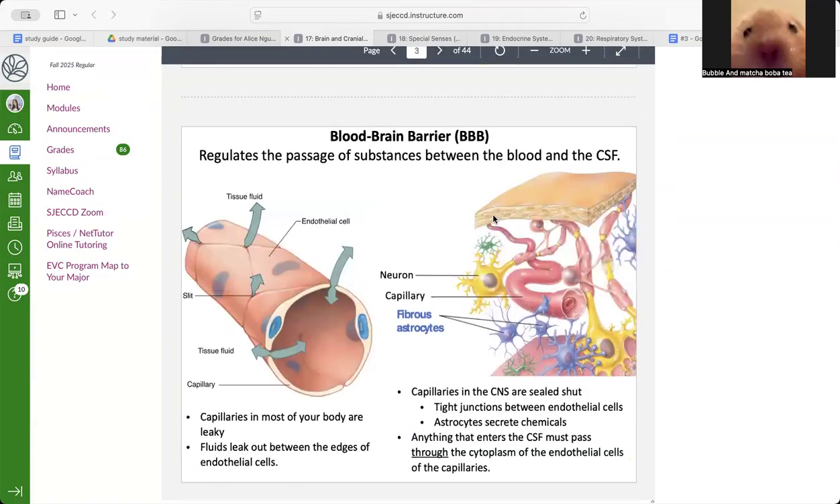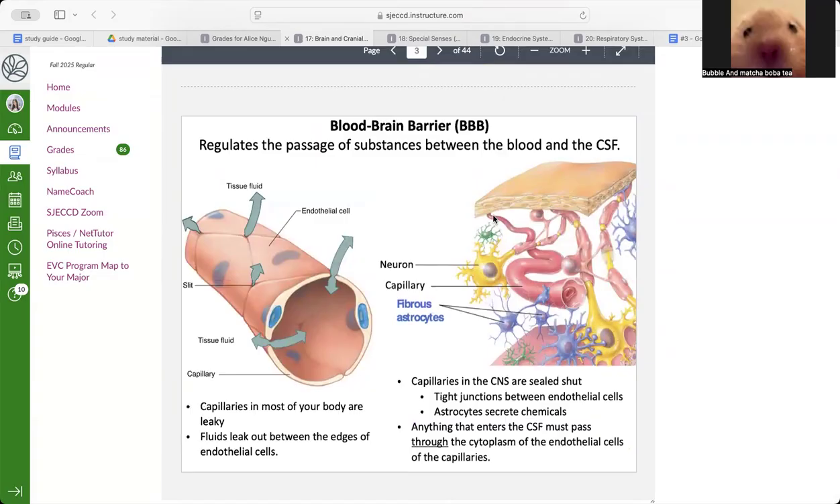So we have the blood-brain barrier, which regulates the passage of substances between the blood and the CSF. All the capillaries in your body are already leaky. There are a lot of splits and spaces between those epithelial cells where the blood plasma can leak out and become interstitial fluid. We don't want this to happen, because if you have a bacterial infection in your brain, you don't want that to enter your brain and cause massive brain damage. The capillaries in the central nervous system are completely sealed shut. There are many tight junctions between the epithelial cells so the fluid can't leak out. Astrocytes secrete additional chemicals that help seal all those epithelial cells together.